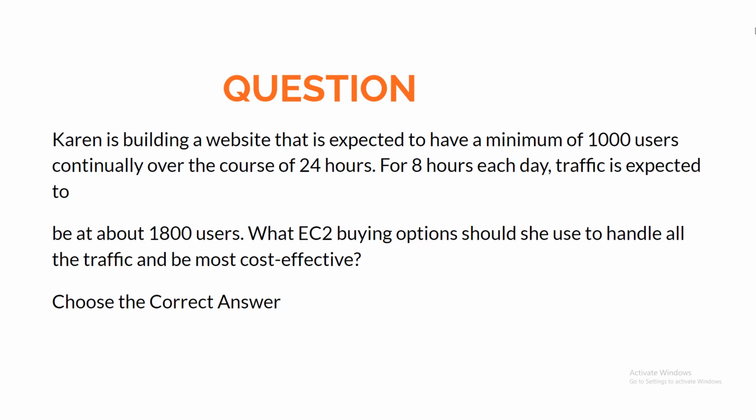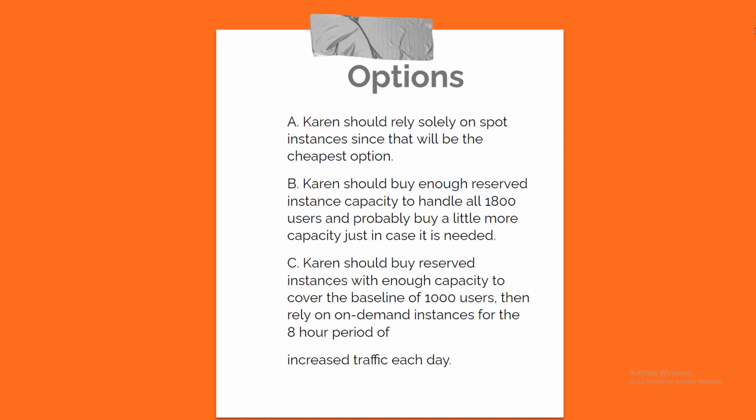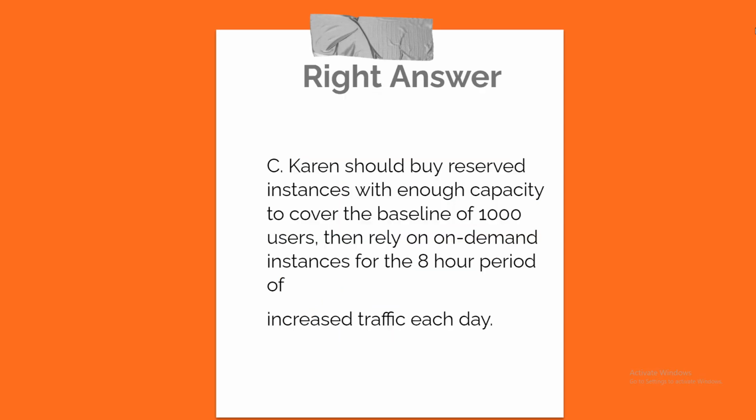Choose the correct answer. A. Karen should rely solely on spot instances since that will be the cheapest option. B. Karen should buy enough reserved instance capacity to handle all 1,800 users and probably buy a little more capacity just in case it is needed. C. Karen should buy reserved instances with enough capacity to cover the baseline of 1,000 users, then rely on on-demand instances for the 8-hour period of increased traffic each day.